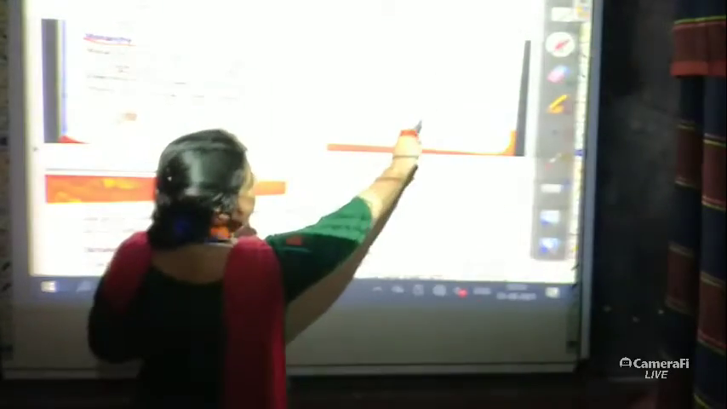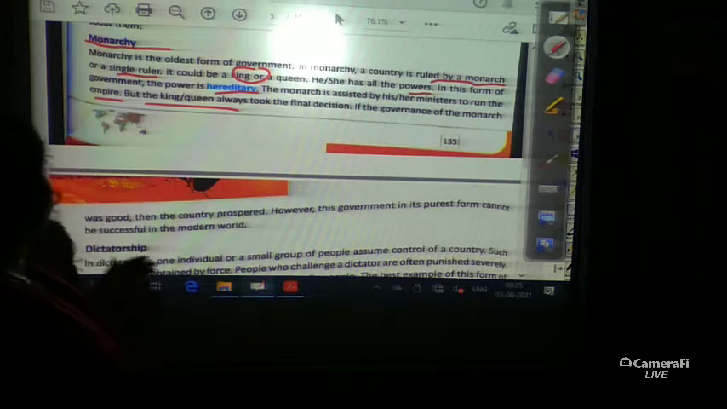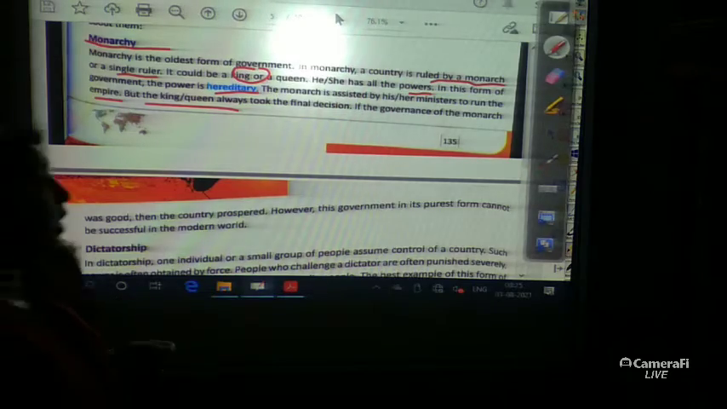The monarchy is assisted by his or her ministers to run the empire, but the king or queen always takes the final decision. If the governance of the monarch was good, then the country prospered. However, this government in its purest form cannot be successful in the modern world.